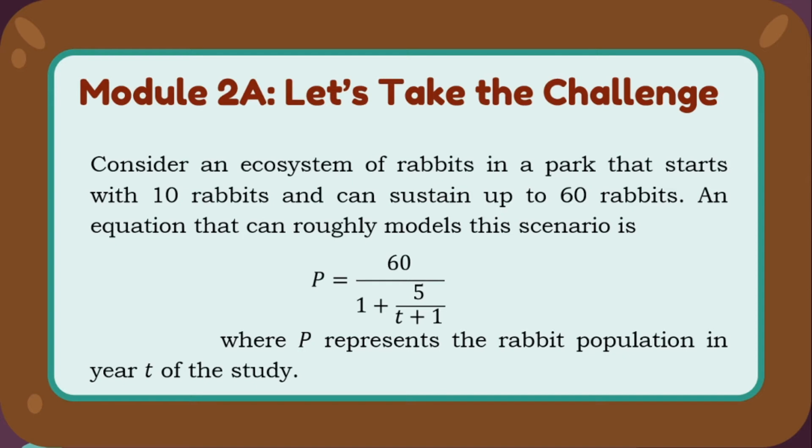Now, let's go to Module 2A. Let's take the challenge. Consider an ecosystem of rabbits in a park that starts with 10 rabbits and can sustain up to 60 rabbits. An equation that can roughly model this scenario is P equals 60 over 1 plus 5 over T plus 1, where P represents the rabbit population in year T of the study.